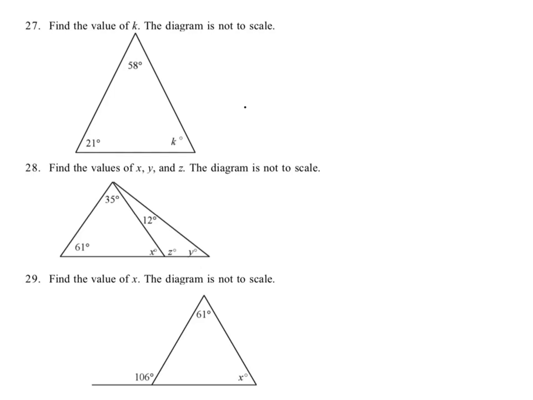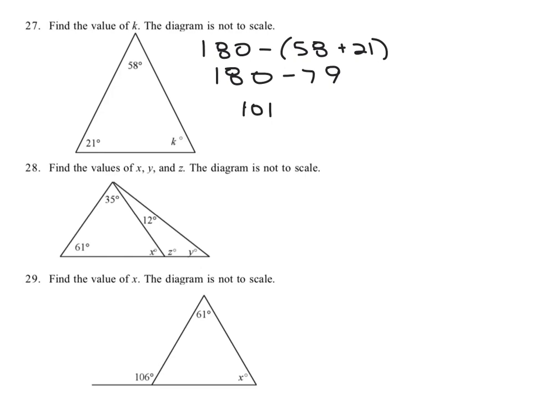Well, we have a theorem called the triangle angle sum theorem that says that all three angles will add up to 180 degrees in a triangle always. So what we can do is say 180 degrees minus the sum of the other two, 58 plus 21, or 180 degrees minus 79, and we get an answer of 101 degrees. K equals 101 degrees, because that's what is required for them to sum to 180.